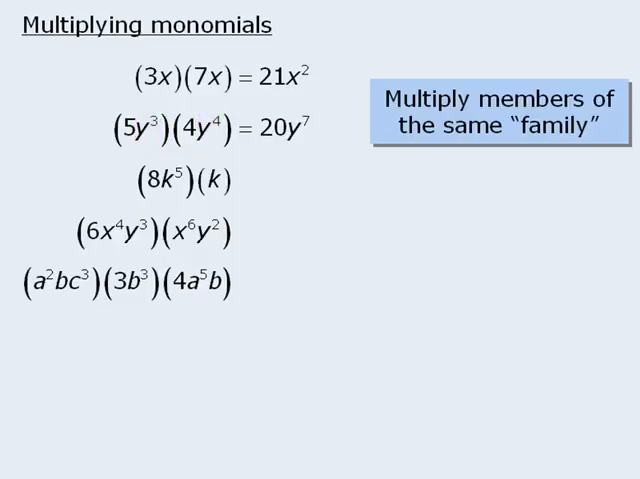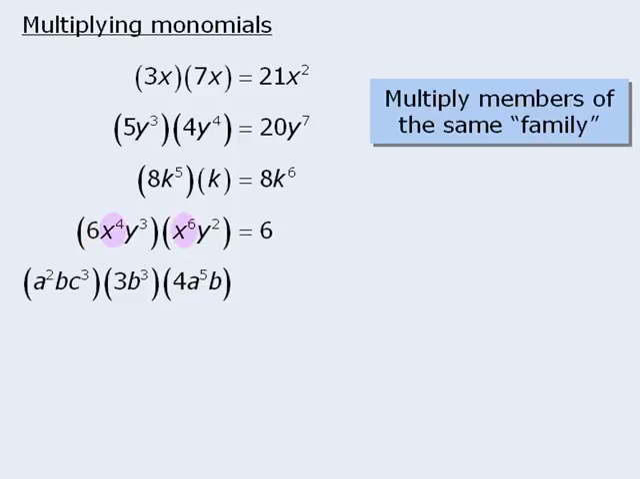Please note that if you need extra help on the rules of exponents, you might want to go review some lessons on those rules. In the next example, we have a coefficient of 8 in one term, but the other term does not have a coefficient. In these instances, the coefficient is assumed to be 1, in which case 8 times 1 is equal to 8. Next, we will multiply k to the power of 5 by k to get k to the power of 6. In the next example, the product of 6 and 1 is 6.